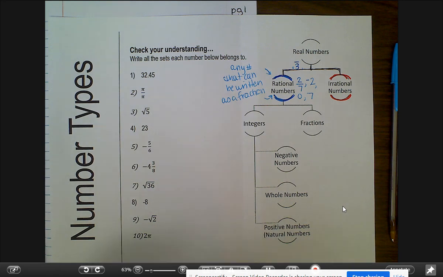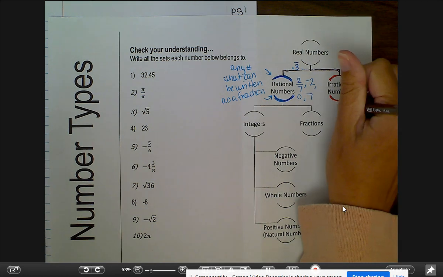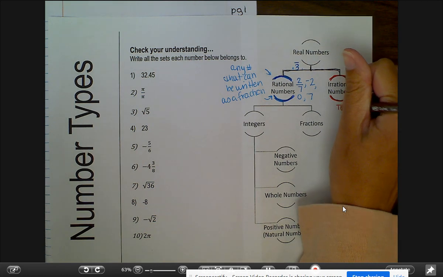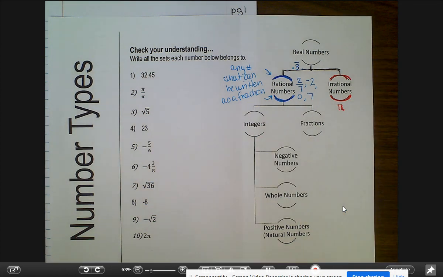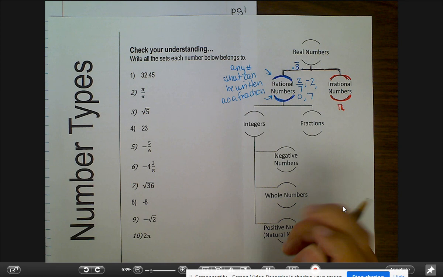And one of the most famous irrational numbers is a number that goes on and on forever, does not repeat, and cannot be written as a fraction. And that number is pi. So pi is kind of the most famous irrational number. But there are lots more irrational numbers. Irrational numbers kind of happen in between really nice numbers.